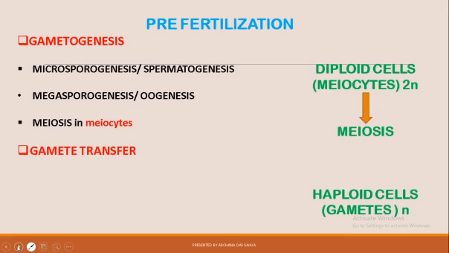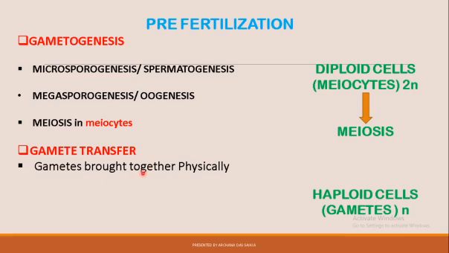The next event in pre-fertilization is gamete transfer. Now, gamete transfer: the gametes have been formed, well and good. During gametogenesis, female gametes and male gametes will be formed. But unless and until they fuse together, meet together, there will be no production of the new individual. So, in order that they fuse together, the gametes have to be transferred. They have to be moved. They have to be carried so that fusion occurs. So the next important event in pre-fertilization is gamete transfer.